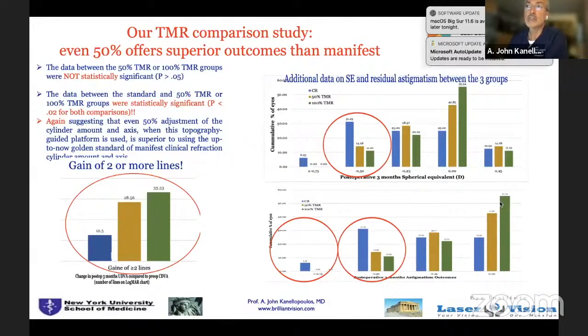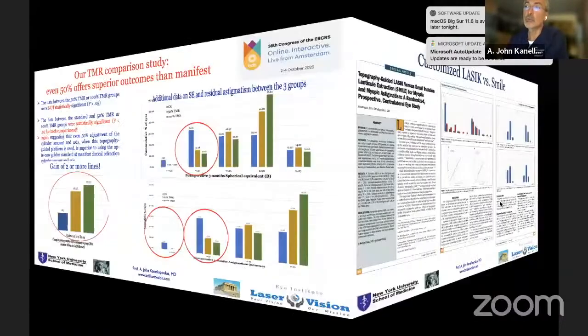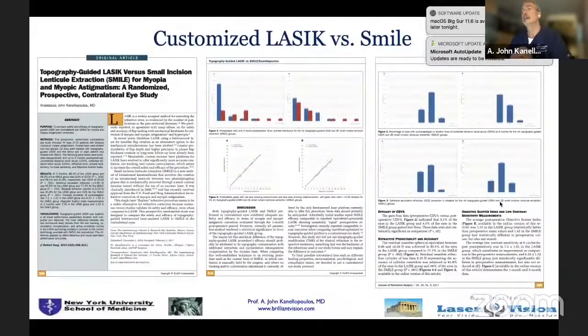So even if one is timid to go with the topography measured amount and axis of cylinder and wants to go 50%, half the way of that difference, it's still worth a while because the data are quite impressive. And we heard the question before, okay, the new kid on the block is also SMILE.